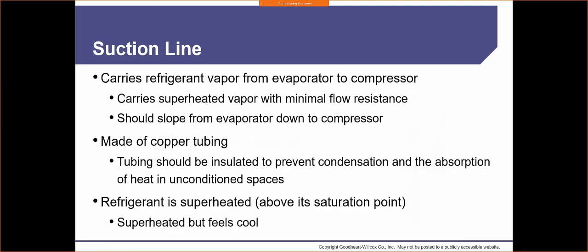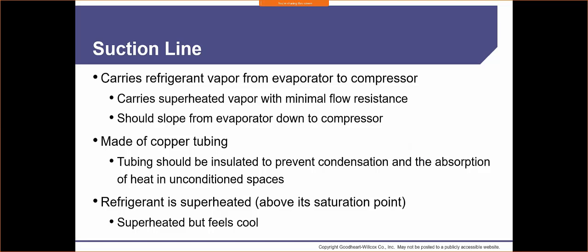Suction line, all right. I showed you that bigger line in that illustration. It's going to carry the refrigerant vapor from the evaporator to the compressor. And it carries a superheated vapor with minimal flow resistance. So as the refrigerant turns into a vapor, it's just going to naturally carry through. There is no restriction, just passing on by. It should slope from evaporator down to compressor.